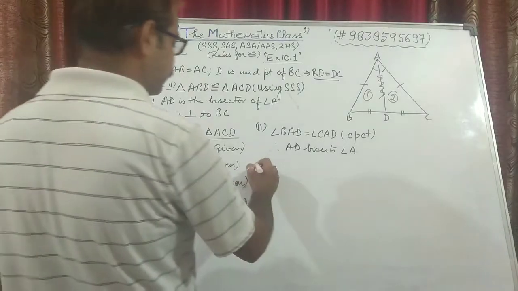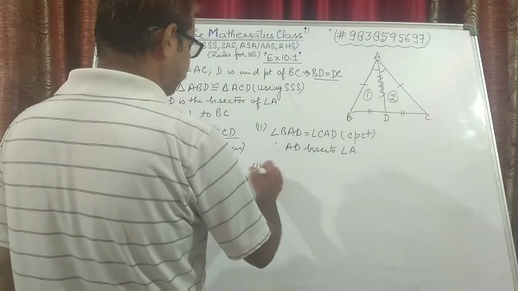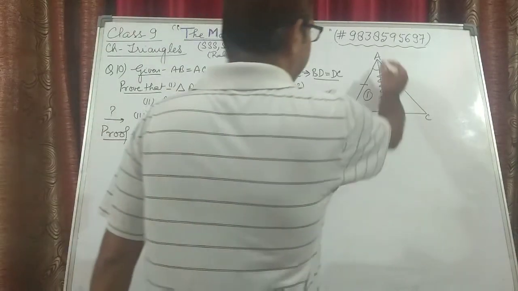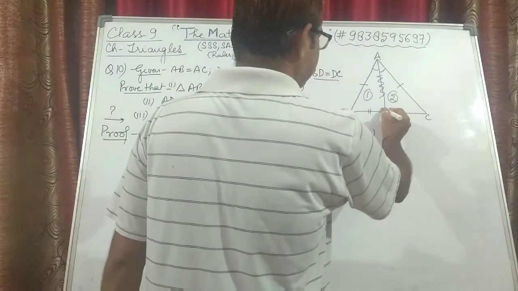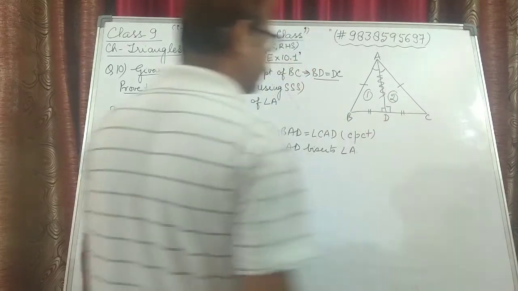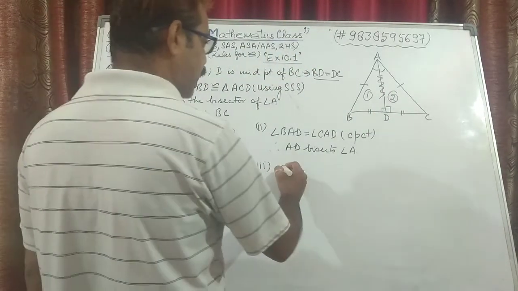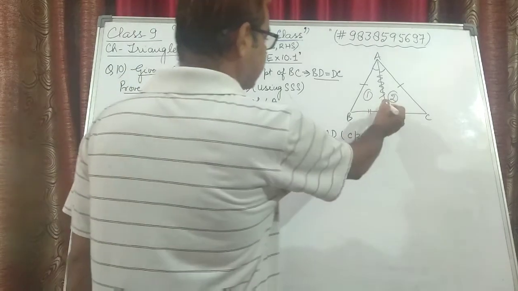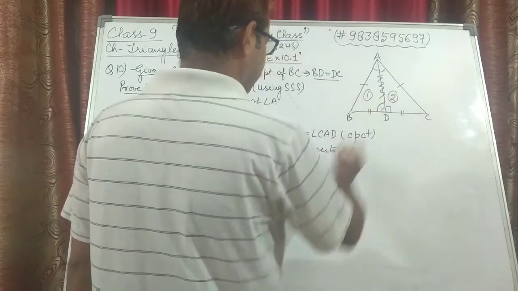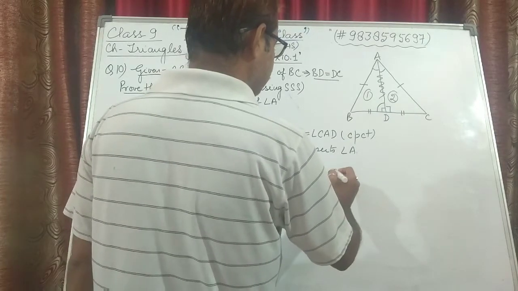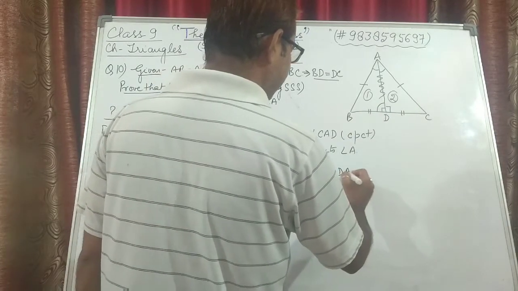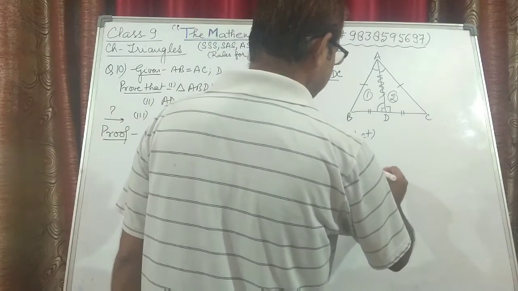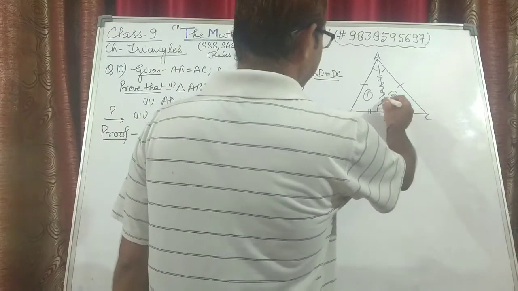Next, third point, we have to prove that AD is perpendicular to BC. Means AD is this, and perpendicular means these two angles should be 90 degrees. So we know that angle BDA, this angle, is equal to angle CDA. Why? Again by CPCT. This angle and this angle will be equal.